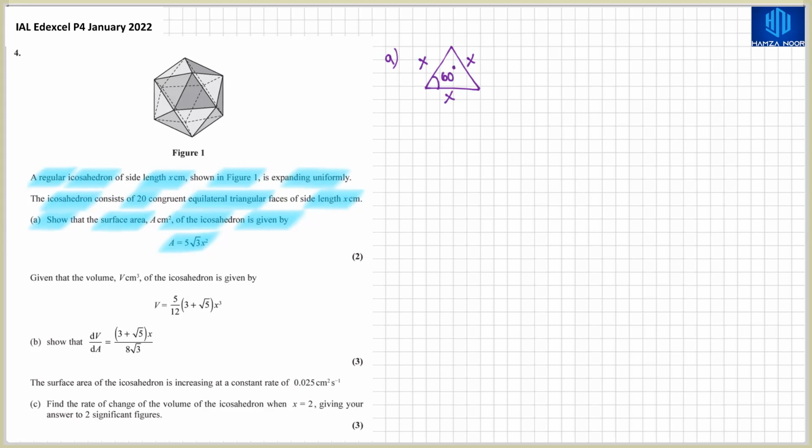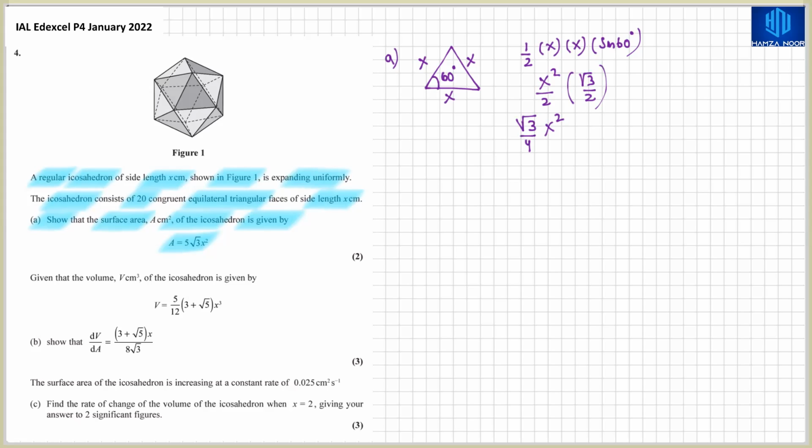Now according to the sine rule for area, we can find the area of one equilateral triangle, which will be equal to half multiplied by x multiplied by x multiplied by sine 60 degrees. So the area of one equilateral triangle will be x squared over 2 multiplied by root 3 over 2. Therefore we can say that it is root 3 over 4 multiplied by x squared. This is the area of one equilateral triangle.